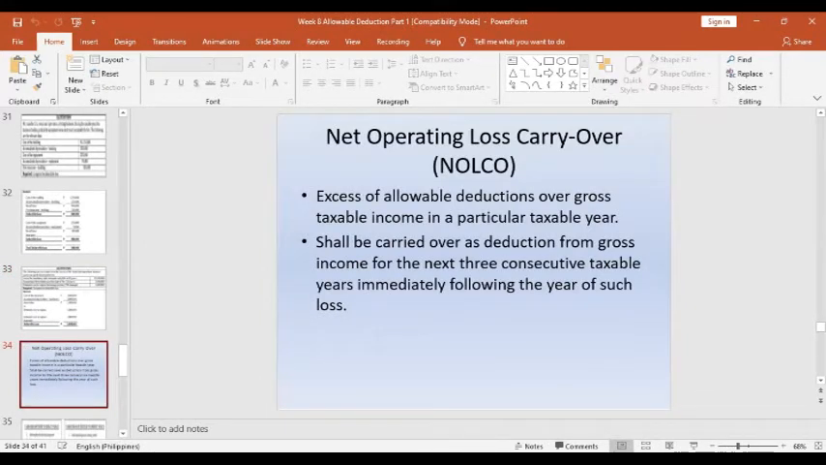Okay, the fourth classification of losses is the net operating loss carryover, or the NOLCO. The net operating loss carryover is the excess of allowable deductions over the gross taxable income in a particular taxable year. This NOLCO should be carried over as a deduction from the gross income for the next 3 consecutive taxable years immediately following the year of such loss. That is the net operating loss carryover.